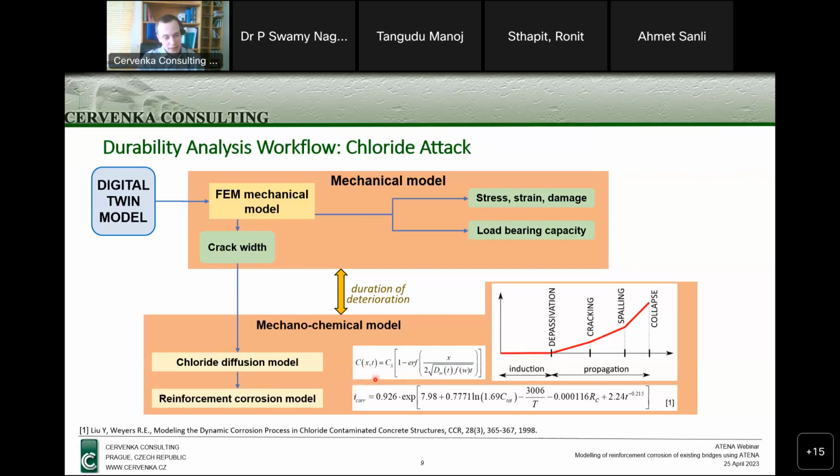If this chloride concentration exceeds some critical value, we call that the end of the induction phase, and ATENA starts to calculate the reinforcement corrosion. The reinforcement corrosion is calculated as the depth to which the corrosion zone progresses in the cross section of a reinforcement bar, and it's a function mainly of the temperature, the chloride content, and the corrosion time.